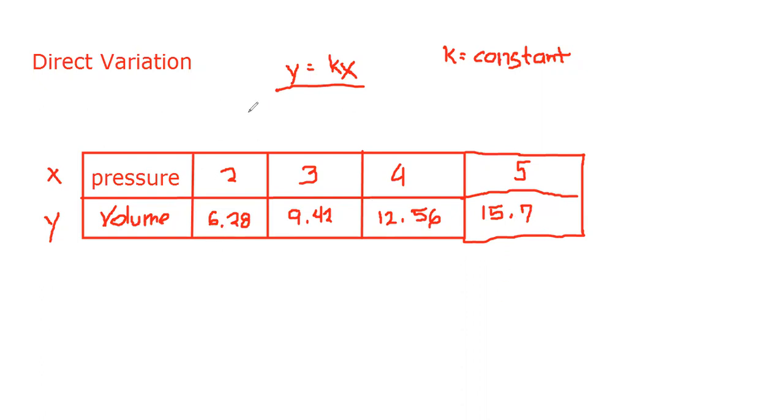Tingnan natin, meron tayong formula na y is equal to kx or y varies directly to x. Compute natin ito. Siguro gagamit tayong calculator dito para mas mabilis tayo mag-compute. So, y natin is 6.28 is equals to k times 2. So, divide natin sila both sides by 2.